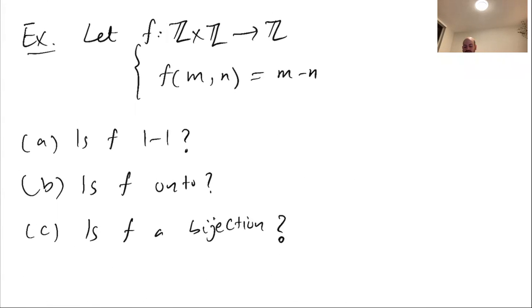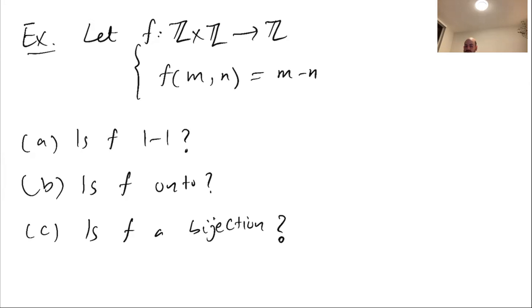What else? For example, 1. Is 1 an output? 1 is also an output because, for example, f of 2 and 1 is 2 minus 1, which is 1. Or, for example, 2. Is 2 an output? Yes, because f of 3 and 1 is 3 minus 1, which is 2. And so on. So it seems that the function is onto, but how can I justify it?